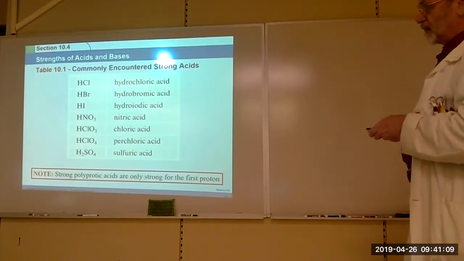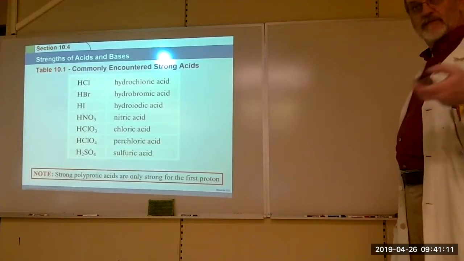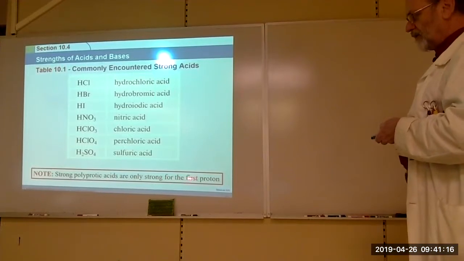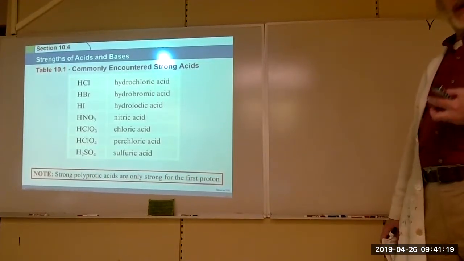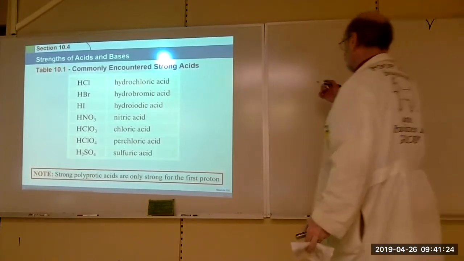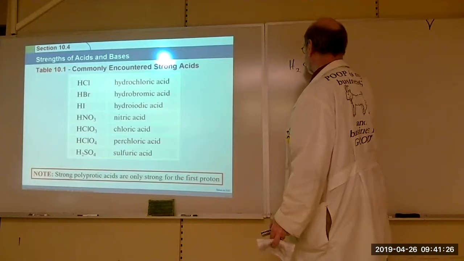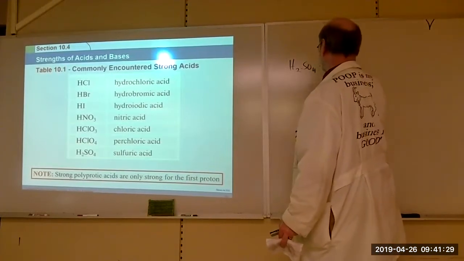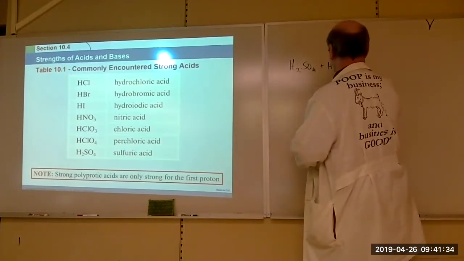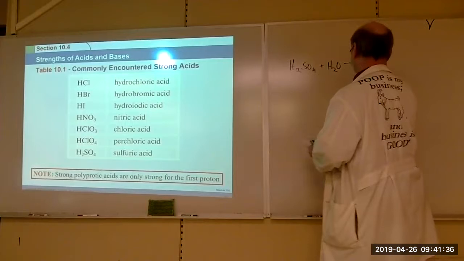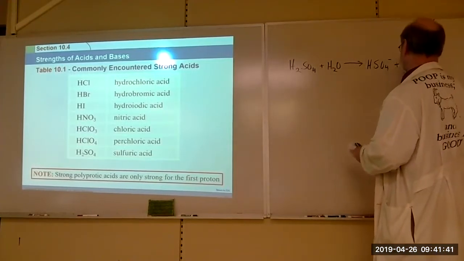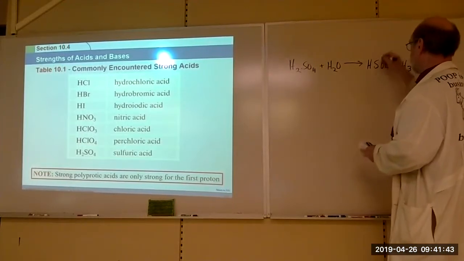The other point here, I know I made it before, but I'm going to emphasize it again. For polyprotic acids, the only strong proton in that acid is the first one. So the strong dissociation of sulfuric acid is the first dissociation. That one's strong.